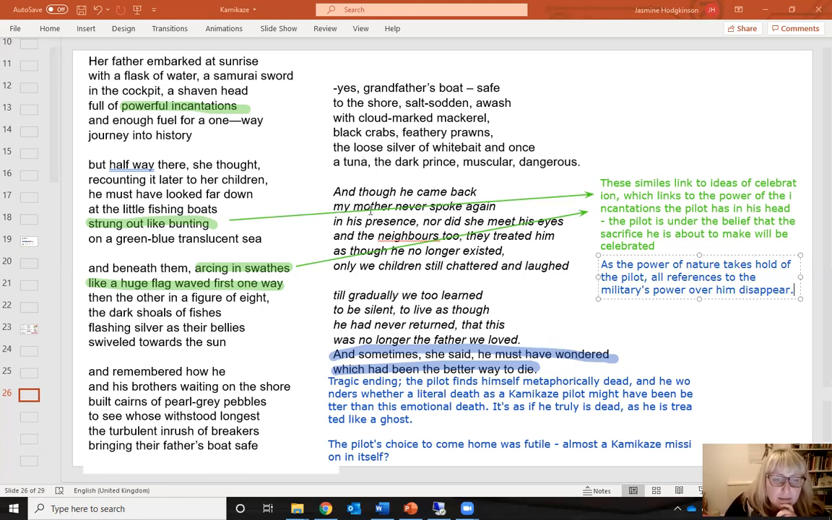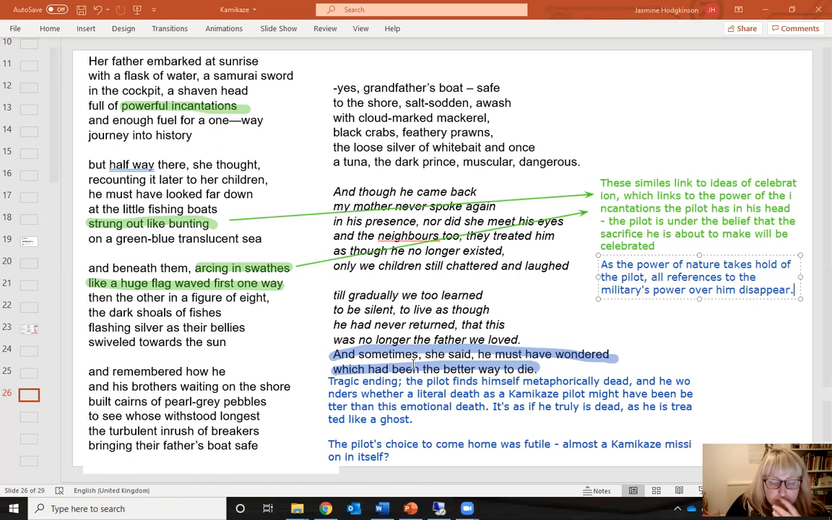"And though he came back, my mother never spoke again in his presence, nor did she meet his eyes, and the neighbours too. They treated him as though he no longer existed. Only we children still chatted and laughed, till gradually we too learned to be silent, to live as though he had never returned, that this was no longer the father we loved." We switch to italics here as the narrator switches to the first person, and is recounting that memory of what happened when her son returned as a child. But as we switch back to the third person in these last two sentences, these are particularly poignant.